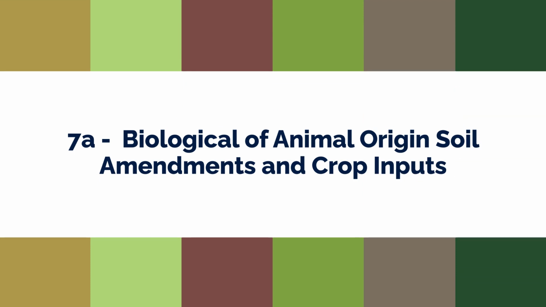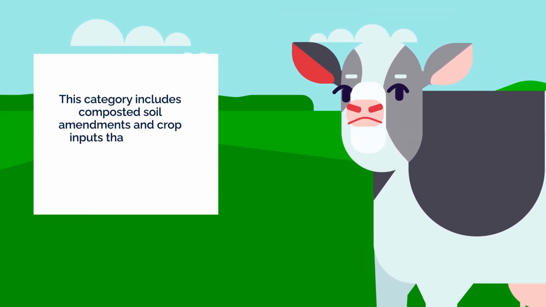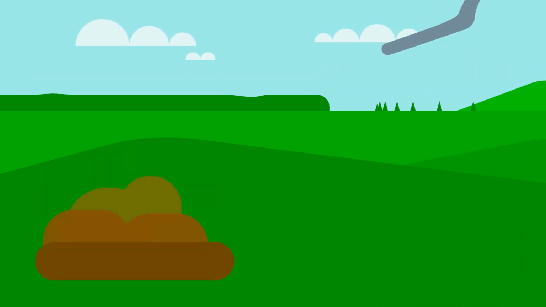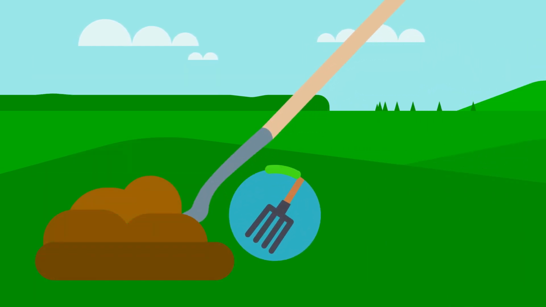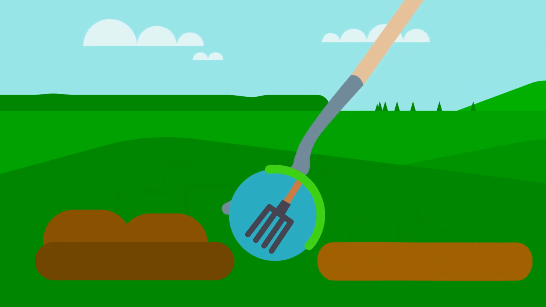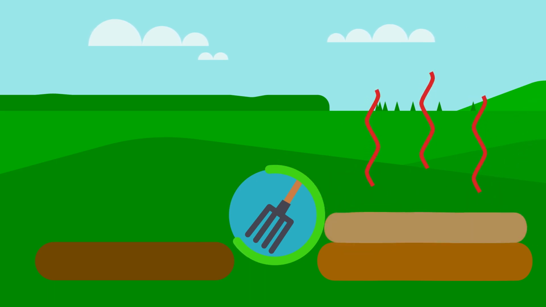7A. Biological of animal origin soil amendments and crop inputs. This category includes composted soil amendments and crop inputs that contain animal manure or other animal products. These soil amendments can only be applied no less than 45 days before harvest and require a composting process validation and documentation that demonstrate the products are free of pathogens of concern.